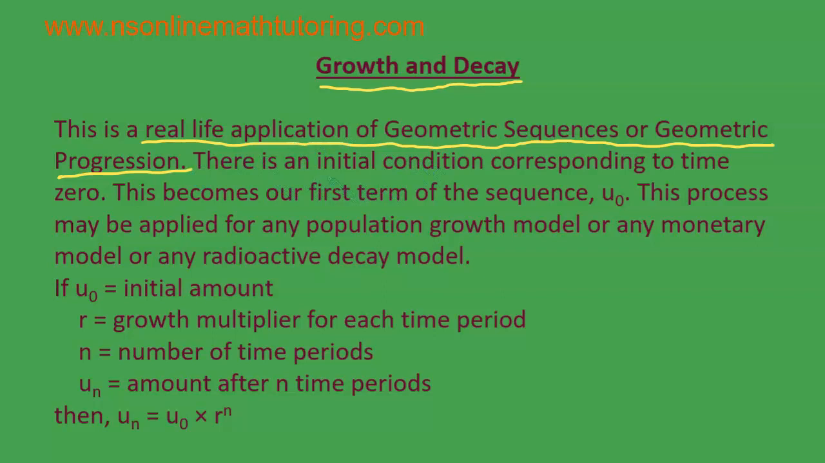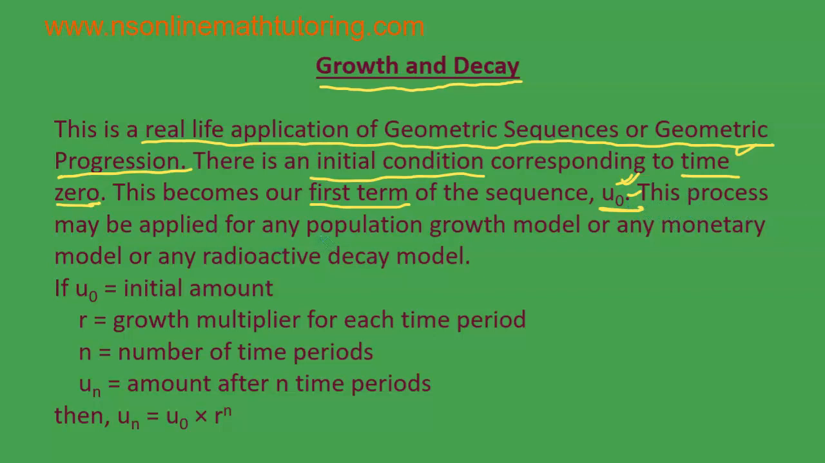There is an initial condition corresponding to the time 0, the starting time. This becomes our first term of the sequence, which is U0. Usually we take the first term as U1. We have learned to take the first term as U1 so far. But since this U0 corresponds to the starting time, time 0, we are using the subscript of 0, and we are taking U0 to be our first term instead of U1.